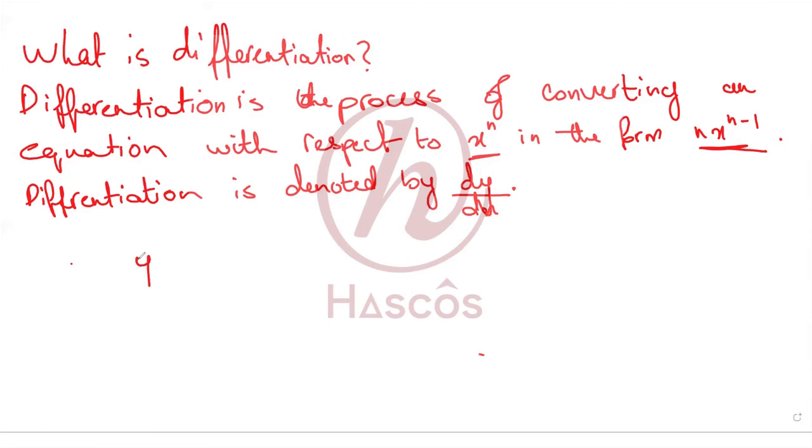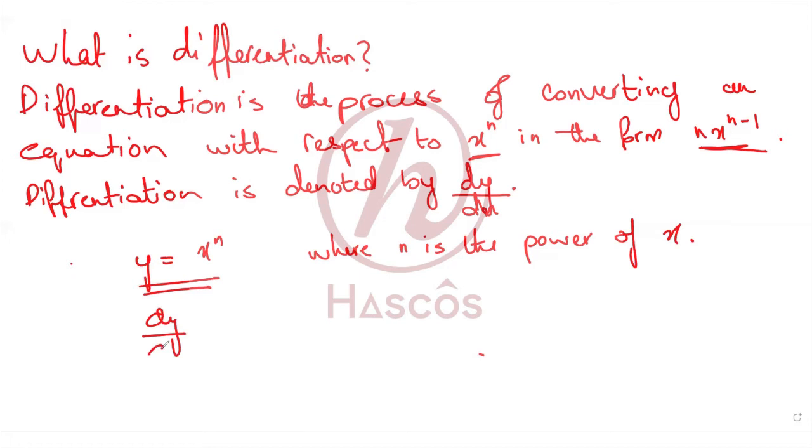So, for example, we have a question y equals x to the power of n, where n is the power of x. y equals x to the power of n, dy over dx is equal to nx^(n-1). This equation of y is being differentiated and converted to the dy over dx form.